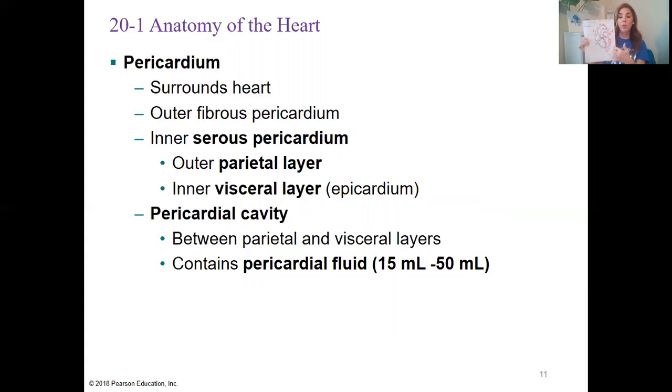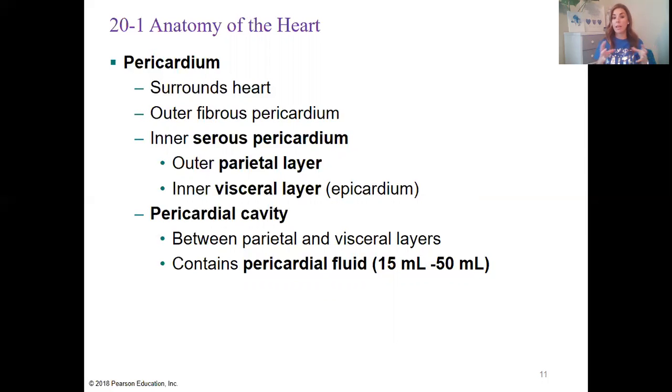We have that outer parietal layer that's going to be closer to the body wall versus that inner visceral layer that is going to actually be connected to the heart itself. And remember, in between the parietal and the visceral layer, you will have that serous fluid or the pericardial fluid in that pericardial cavity. Very important because that will allow the heart to have a little bit more movement without interfering with other organs nearby, without rubbing up against them and disturbing them.